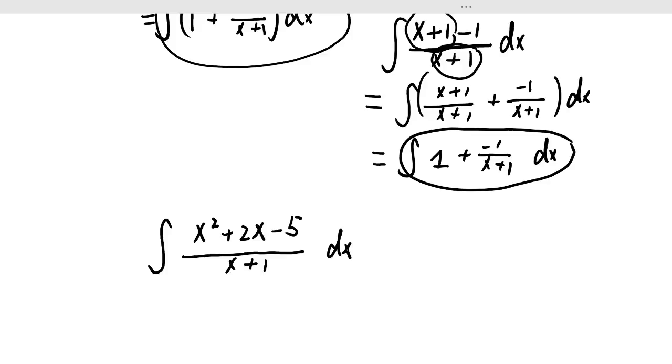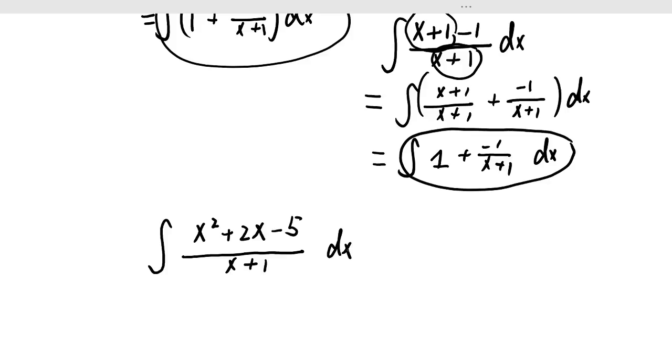Now we have a new problem right here. We have a fraction, and the exponent on our denominator is very clear, it's 1. So we're looking at a rational function form right now.